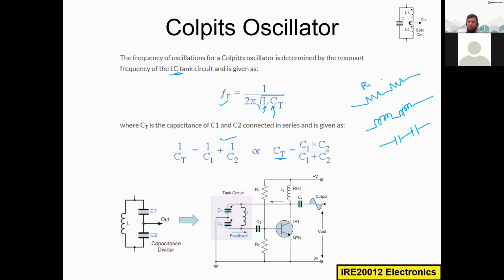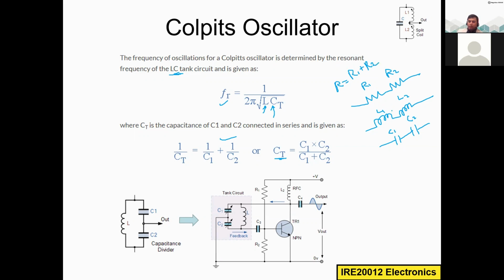So this is R1, R2, and this is L1, L2, and this is C1, C2. Here R1 and R2 are connected in series, right? So the effective resistor value is what? R is equal to R1 plus R2. Very simple.